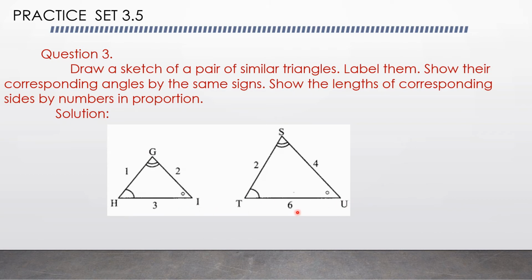that is equal to 1 upon 2, and GI upon SU is equal to 2 upon 4 is equal to 1 upon 2. Therefore all sides are in proportion, corresponding sides are in proportion, and therefore triangle GHI is similar to triangle STU.